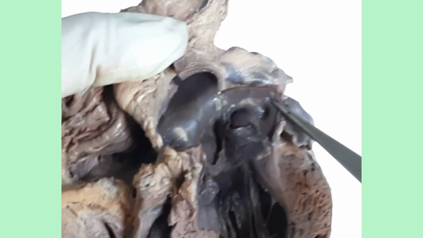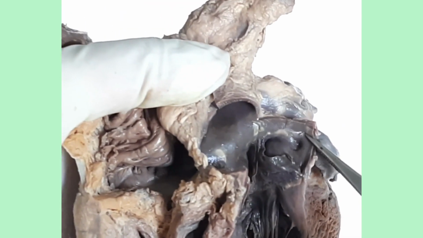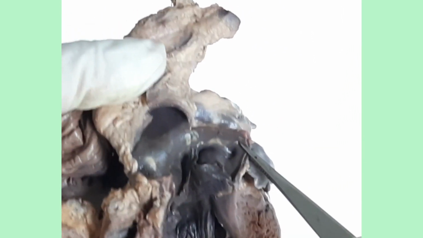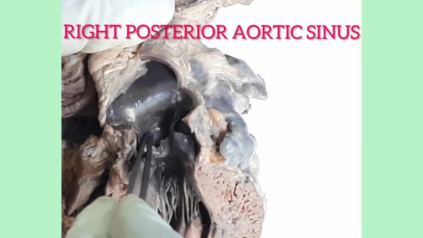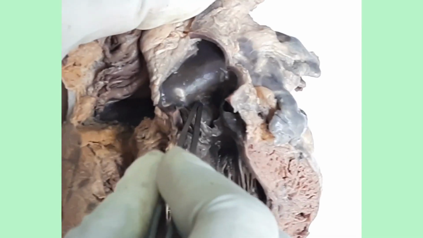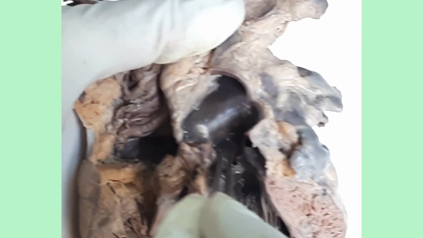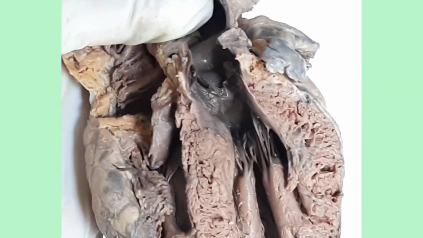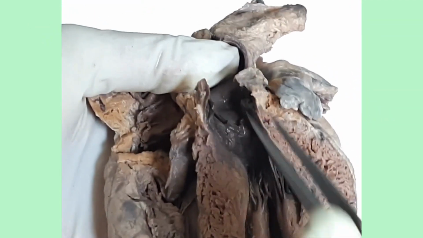So, the anterior aortic sinus gives origin to the right coronary artery, and the left posterior aortic sinus gives origin to the left coronary artery, while the right posterior aortic sinus does not give origin to any coronary artery. So, it is called the non-coronary sinus, and it produces a bulge in the right atrium called the torus aorticus. That is about the inflow and outflow tract.